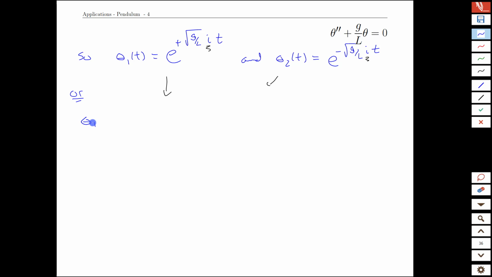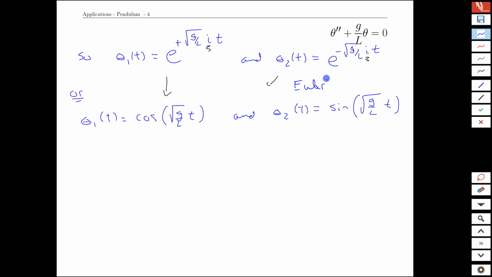And then we can build our solutions out of the cosine of square root of g over L times t. Tidy this up. There we go. And theta 2 is equal to sine of square root g over L times t. Again, the imaginary component here, we can expand with Euler's formula, and by using appropriate constants in front of them, get rid of the i and get a purely real pair of solutions.